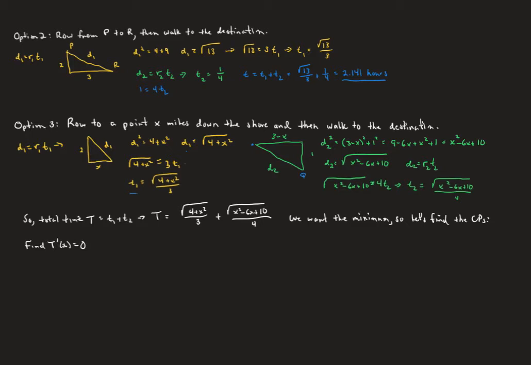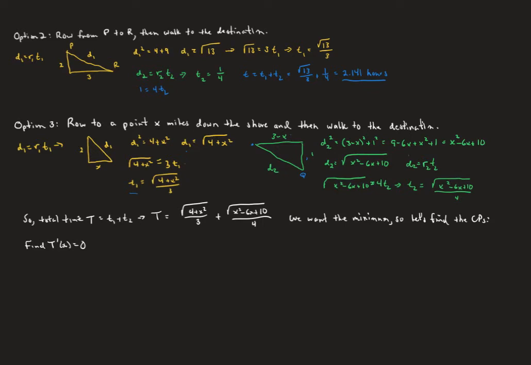So since we're x miles down river from where we were originally in the boat, and the whole distance is 3, that means we're 3 minus x along the water line, and we're 1 inland. So that gives us a Pythagorean Theorem question again. So d2 squared is going to be the (3 minus x) squared plus 1 squared. Squaring out the 3 minus x is 9 minus 6x plus x squared, plus that other 1 gets us x squared minus 6x plus 10. So d2 is the square root of x squared minus 6x plus 10.